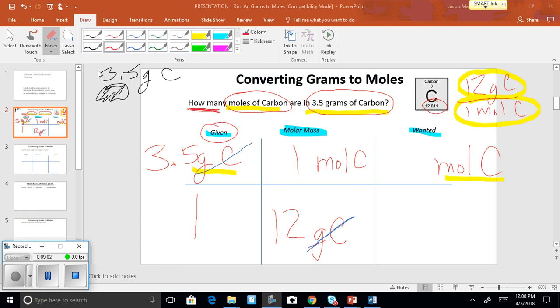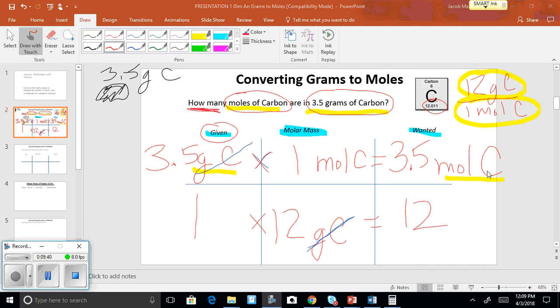Okay, so now we can actually solve our problem. Here's how you solve these problems. All you got to do is you just multiply across the top. Okay, so I put a little multiplication sign there. Let me write it in a little darker. I'll multiply across the top and see what that equals. 3.5 times 1 is 3.5. Okay, so I did the top. Now I'm going to multiply across the bottom. 1 times 12 equals 12.